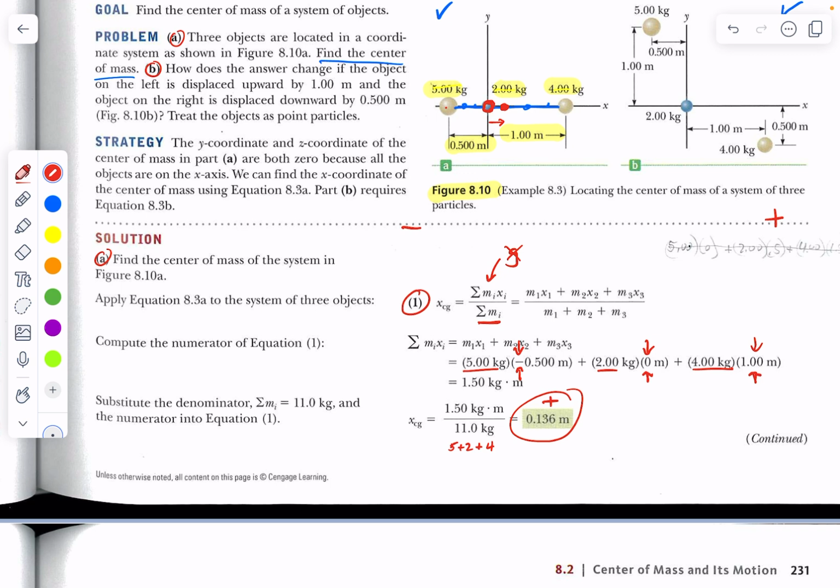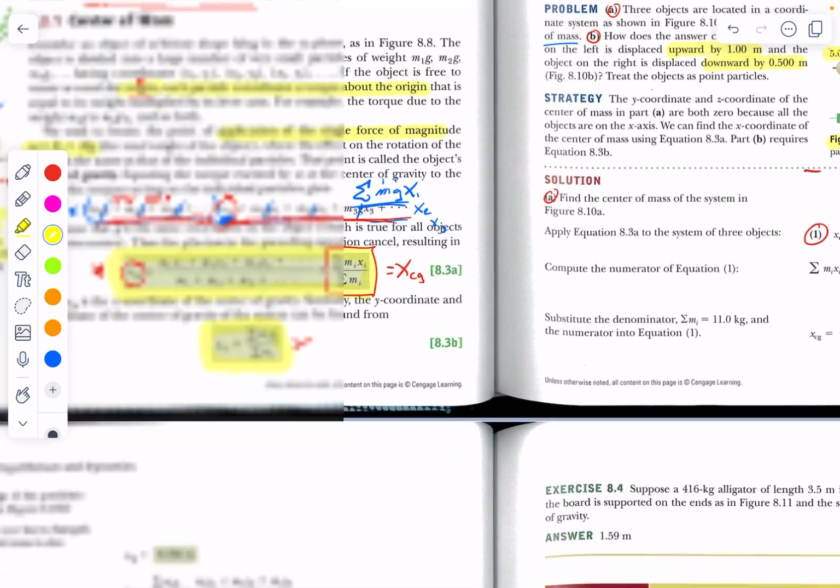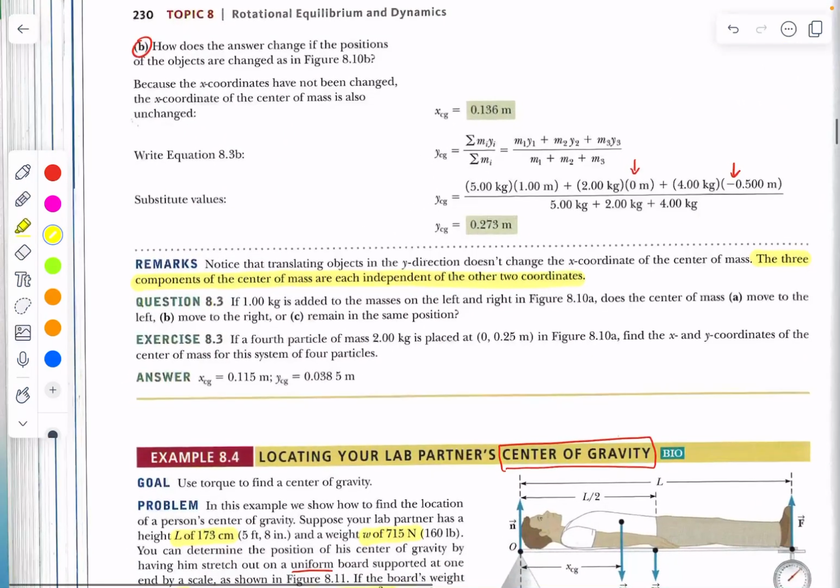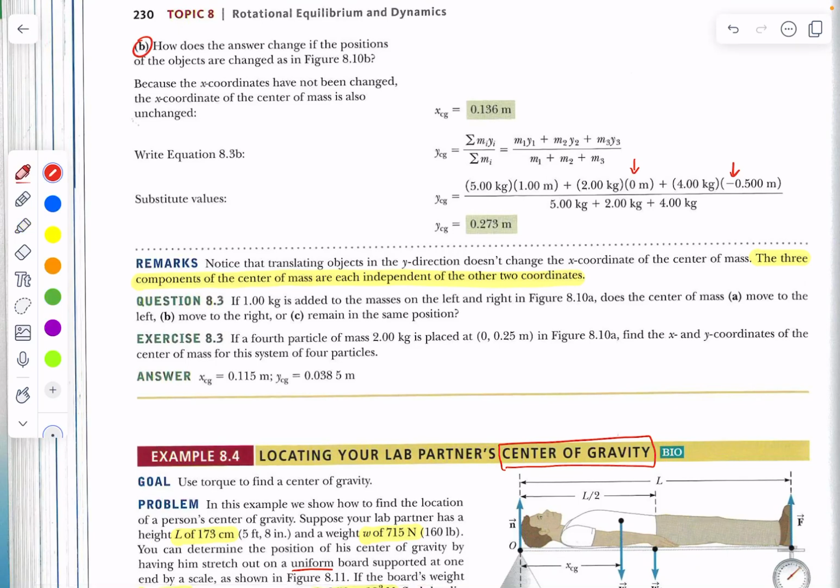Now let's do part B. Take a look at part B. How does the answer change if the object on the left is moved upward by 1 meter and the object on the right is moved downward by half a meter? So let's take a look at that problem. And you have to remember what I just said because we can't see the picture anymore.